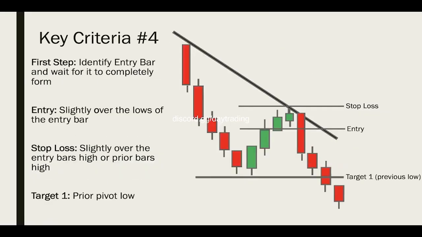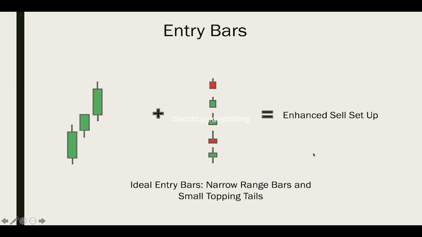Our entry and stop loss, it's the exact opposite. Once our entry bar has formed, we put our entry under the entry bar. We put our stop loss over the entry bar, since we are shorting. So we would be entering during this red bar when it hits the lows of this entry bar. Okay, and our target is the previous pivot low. Same exact thing, guys, just opposite.